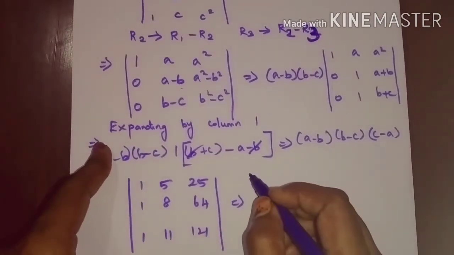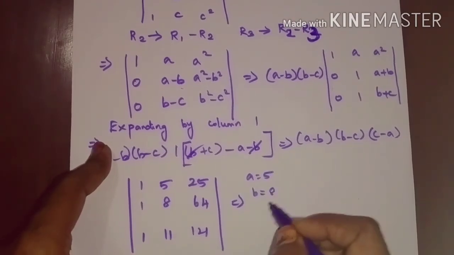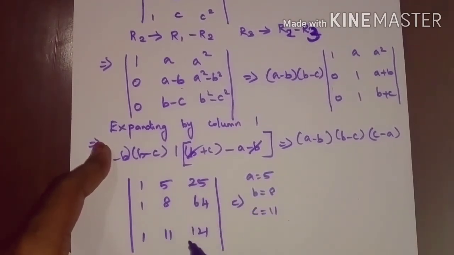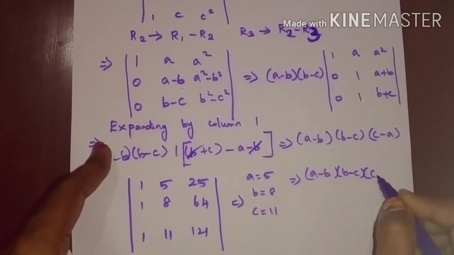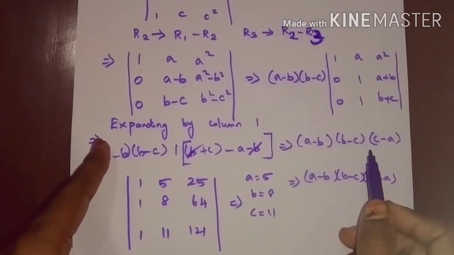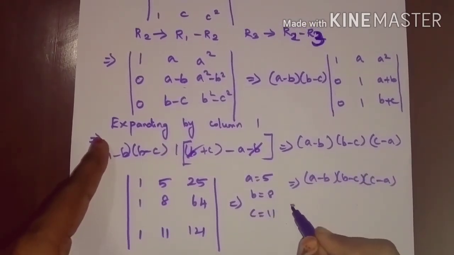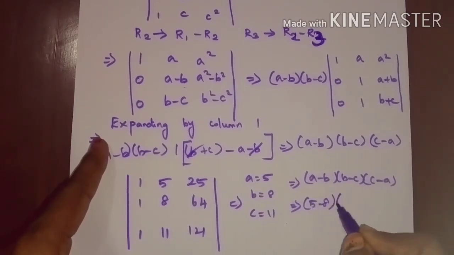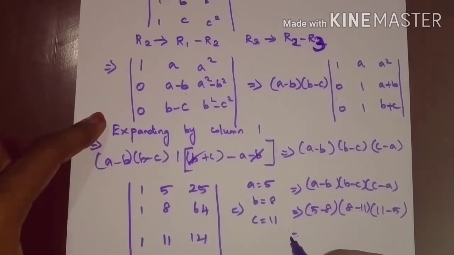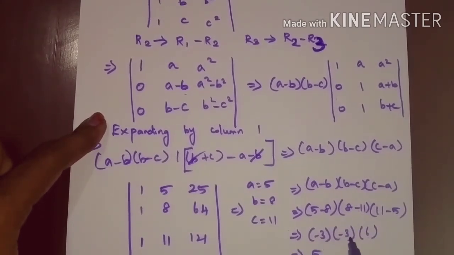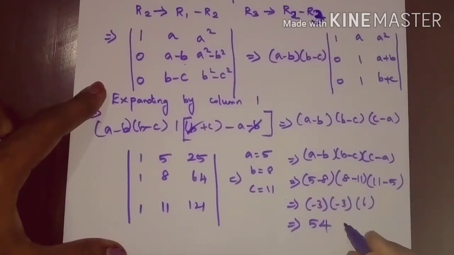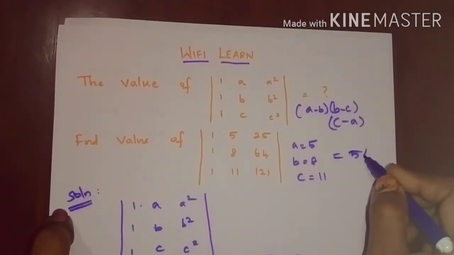For this determinant, we took a value as 5, b value as 8 and c value as 11. The factors would be a minus b, b minus c and c minus a, which we have already found. So substitute those values and we get 5 minus 8, 8 minus 11 and 11 minus 5. 5 minus 8 is minus 3, 8 minus 11 is minus 3 and 11 minus 5 is 6. 3 3s are 9, 9 6s are 54. We get the value as 54. This determinant has a value of 54.